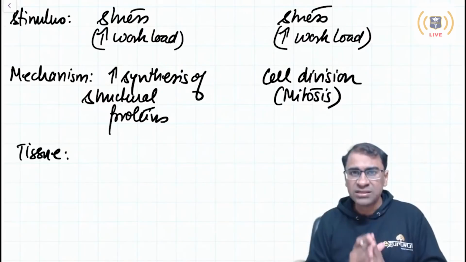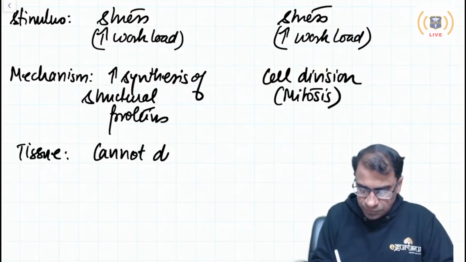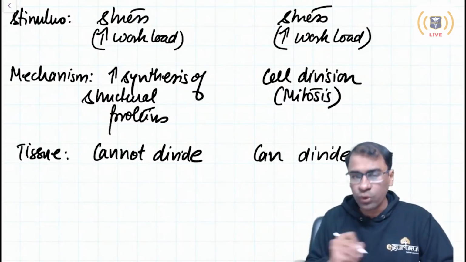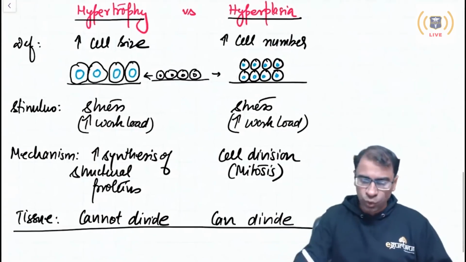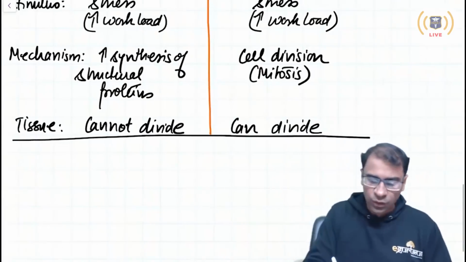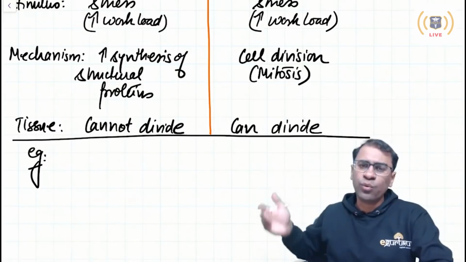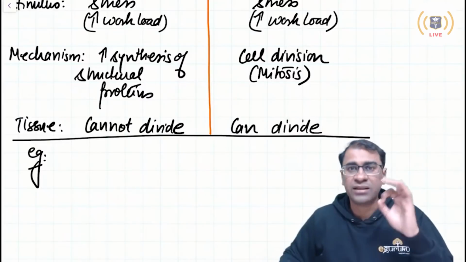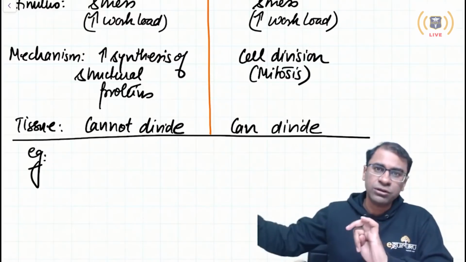So why? The reason is both of them are different types of tissues. Those tissues which cannot divide will undergo hypertrophy. Those tissues which can divide will undergo hyperplasia. Okay? Those tissues which cannot divide undergo hypertrophy, and those tissues which can divide will undergo hyperplasia. Now once you know this, let's see the examples. When I talk about those tissues which cannot divide, what comes to your mind physiologically? The cells which come to mind which cannot divide are the nerve cells, the cardiac cells, and the skeletal muscle cells. The same example comes here also. See how?